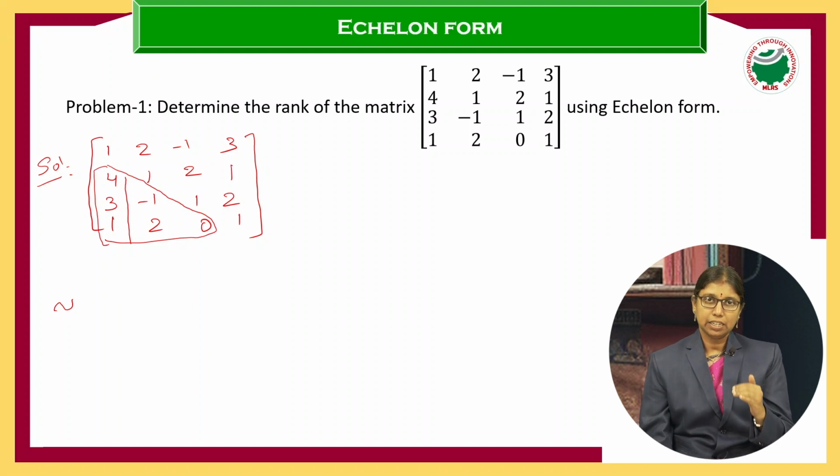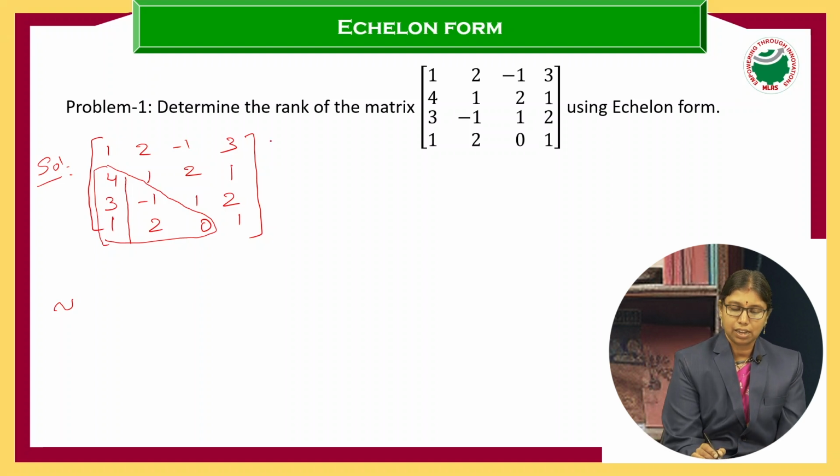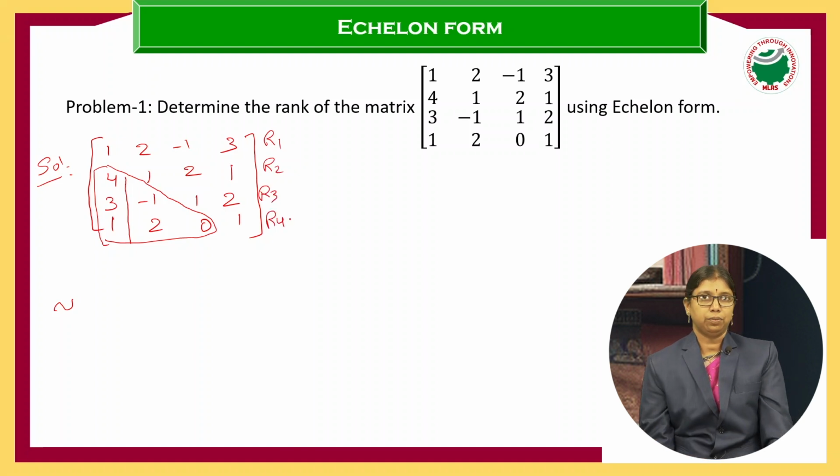Here, when you are representing the row operations, I'll represent each and every row as Ri. That means your first row is R1, next R2, third row is R3, fourth row is R4. So in the first step, what do we have to do?